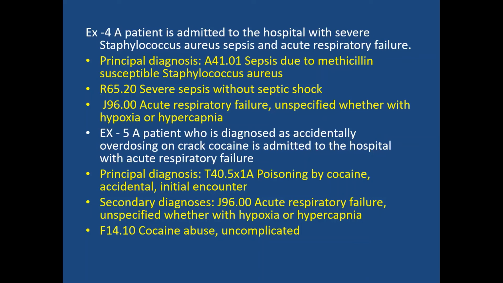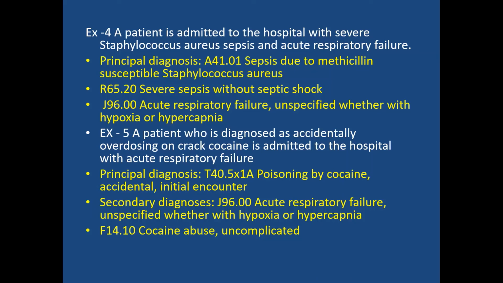5. A patient who is diagnosed as accidentally overdosing on crack cocaine is admitted to the hospital with acute respiratory failure. Principal diagnosis: T40.5X1A, poisoning by cocaine, accidental, initial encounter. Secondary diagnoses: J96.00, acute respiratory failure, unspecified whether with hypoxia or hypercapnia; F14.10, cocaine abuse.